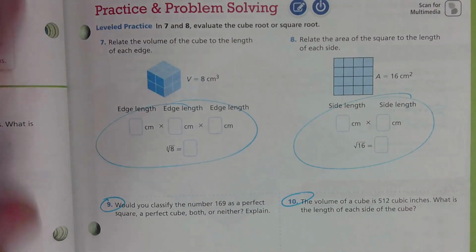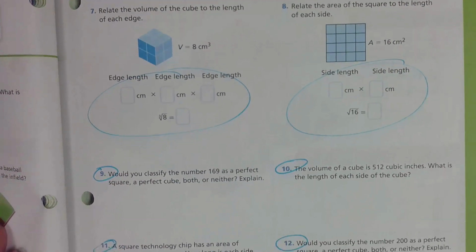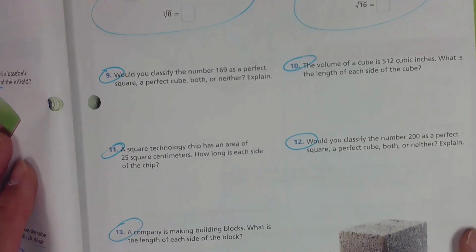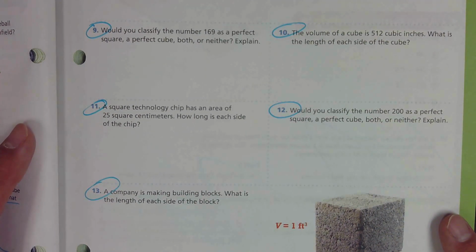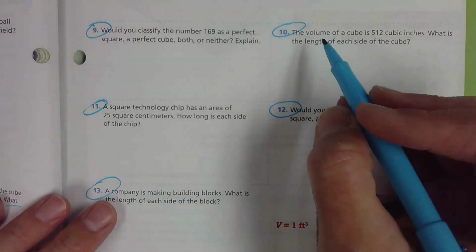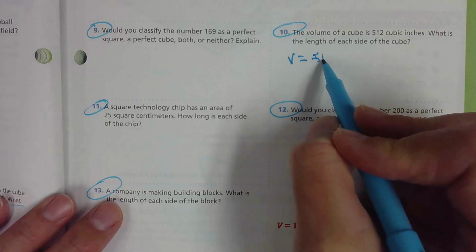All right, 7 and 8. Circle those. And then 9, 10, 11, 12, and 13. I want you to do all those. Look at number 10 here. The volume of a cube, volume equals 512.